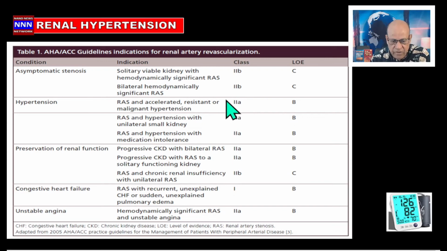Whereas all the other ones are class 2B or class 2A, and this is like you have a malignant hypertension which is accelerated and is not responding to multiple drugs. That may be, and again, the level of evidence is kind of not so strong. If someone has unstable angina with significant renal artery stenosis and continued chest pain, it may be a class 2A indication for performing renal intervention with stenting.